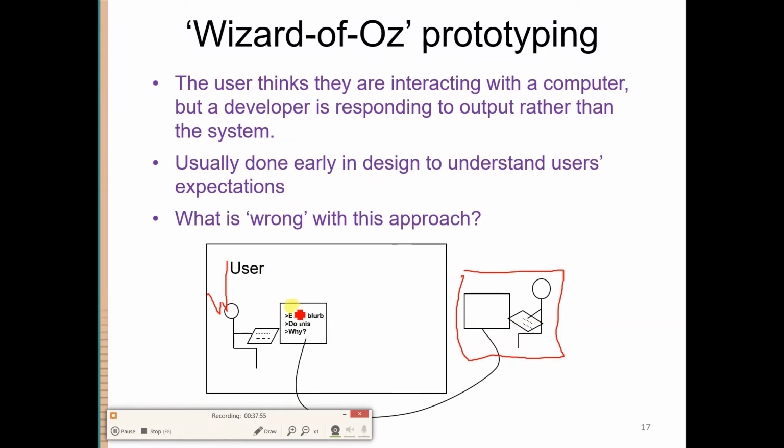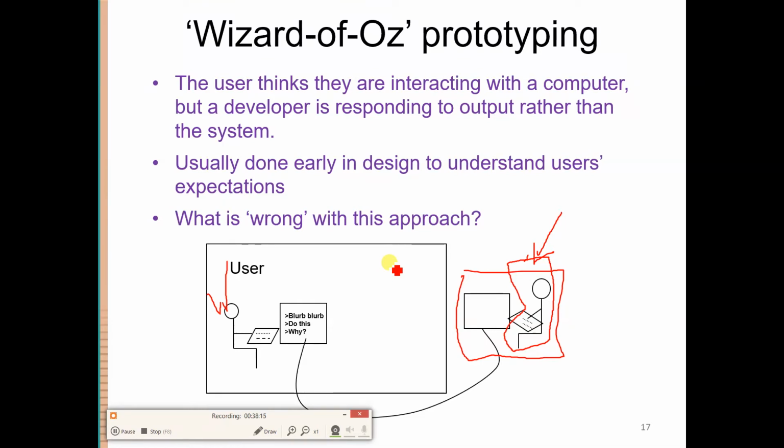So the user is thinking that he is interacting with the actual system, but actually the actual system is not there, because this is just a prototype. A person is responding to the user. So the user will have an idea of how the system is going to behave in the final product.